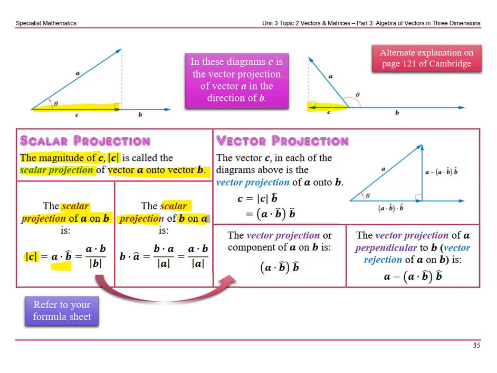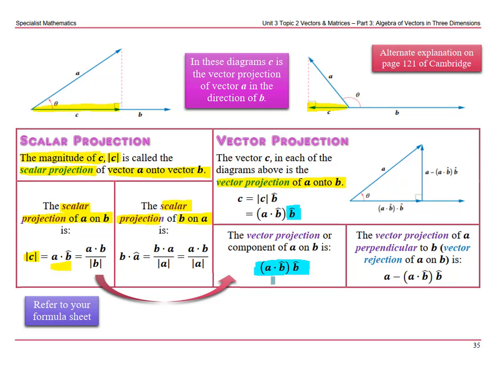The scalar projection of B on A is the dot product of B and the unit vector A, which can be written as the dot product of B and A, which is the same as the dot product between A and B, over the magnitude of A. If we're looking at the vector projection of A onto B, so now we have direction, our C will equal the magnitude of C times the unit vector B, which can be rewritten as the dot product between A and the unit vector B times the unit vector of B. So you can see the thing that I've added between the scalar projection and the vector projection is multiplying by the unit vector of B. So the vector projection or component of A on B is the dot product of A and the unit vector B times the unit vector of B.